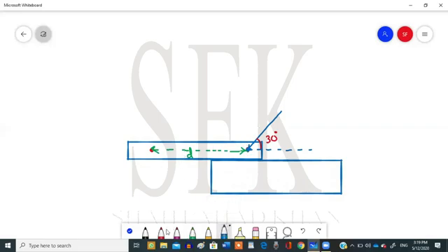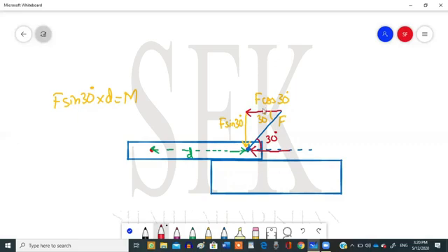If we split it into two components, the horizontal component and the vertical component, then the product of the vertical component and this distance will give you the moment. This is 30 degrees and that's the force. This is F sine of 30, and this is F cos of 30. F sine of 30 multiplied with d will give you the moment, whereas F cos of 30 is acting over here.